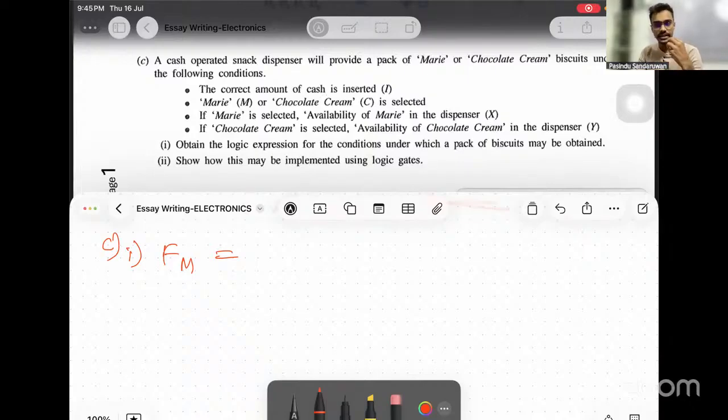Then to get the Mari biscuit, as the first thing you have to insert money. Right? And Mari should be selected. No, N means dot connections. Then dot, Mari should be selected. Then the correct amount of money is inserted and Mari should be selected.